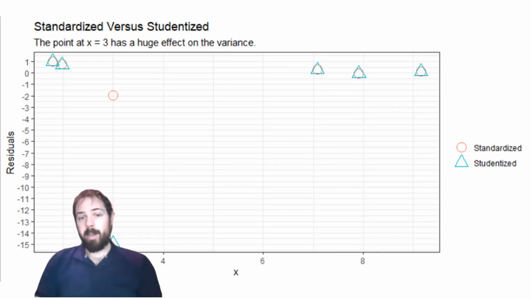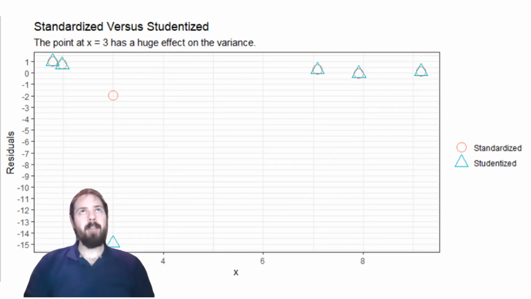We would want to look into our data a little bit more and have a better idea of why this point is so large. Maybe we're missing a covariate, maybe there's other information in the data that we haven't noticed, maybe it's a misrecorded point. We don't know. The studentized residual has given us an idea of how big this residual is.